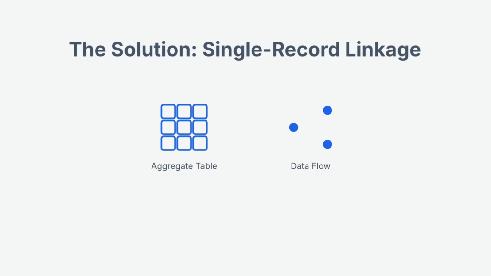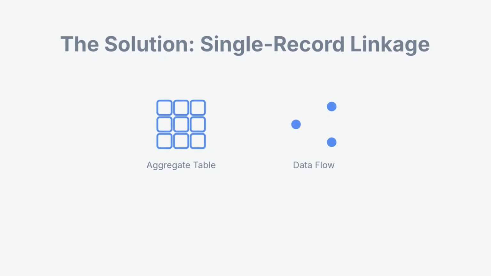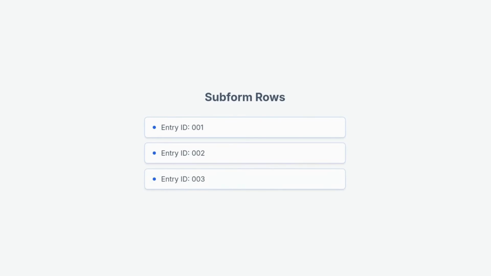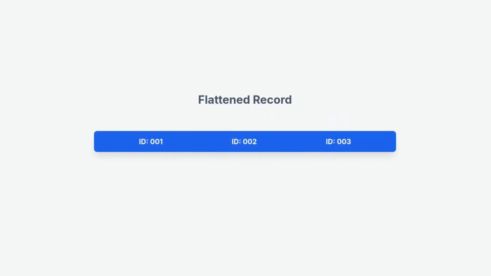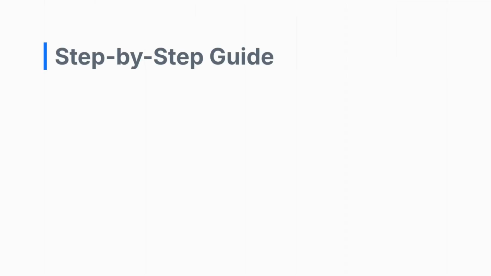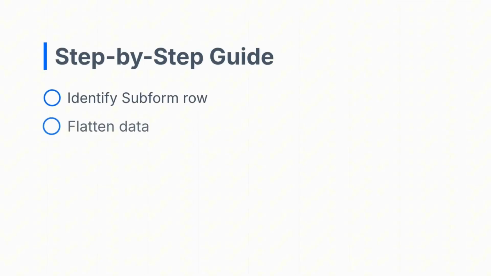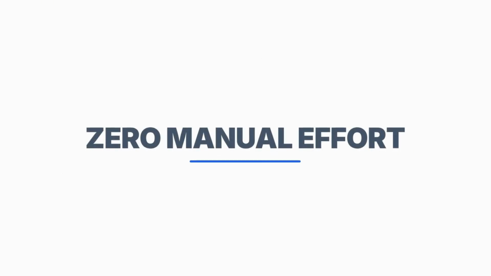Well, here's the good news. Today I'll show you a smart workaround called single record linkage, which uses an aggregate table to flatten your subform data. With this method, you can automatically pull the exact row you need into your target form, saving time, reducing mistakes, and making your forms work exactly the way you want. We'll walk through this step by step, and by the end, you'll be able to identify a specific subform row, flatten the data into a searchable format, and auto-populate it into another form with zero manual effort.